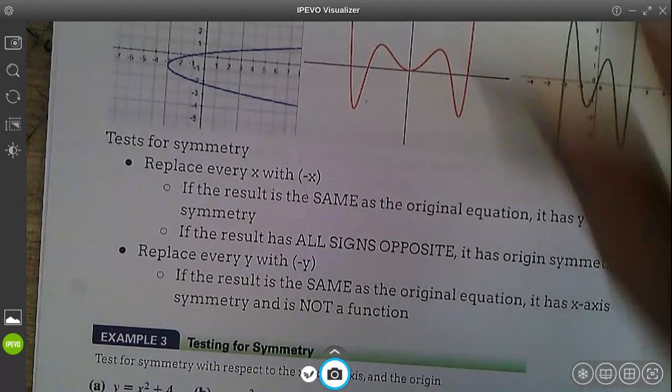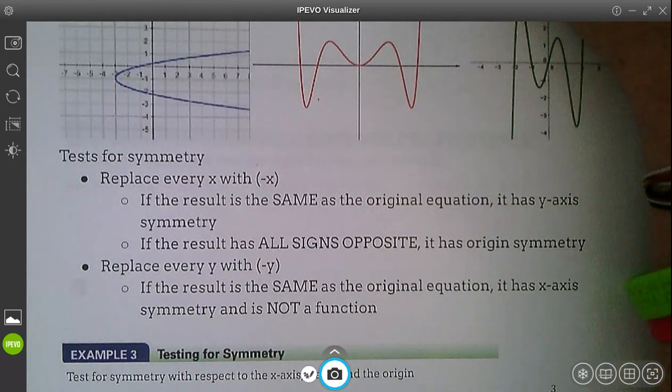We're going to end here and we'll come back and do another part about symmetry.